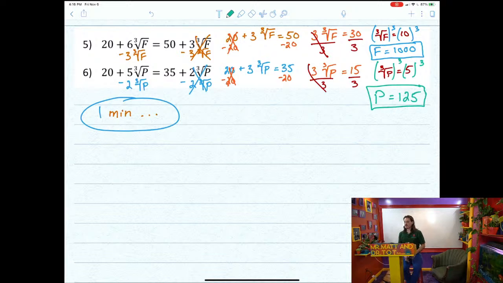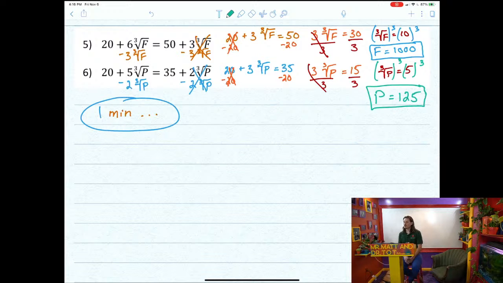Okay, so for number 5, 20 plus 6 cube root of f is equal to 50 plus 3 times the cube root of f. So I subtracted 3 cube root f on both sides. So I get 20 plus 3 cube root f is equal to 50. Then we can subtract 20 on both sides. So 3 cube root f is equal to 30. Dividing by 3, we get the third root of f is equal to 10. But I don't want the third root of f, I want just f. So now I have to cube both sides.